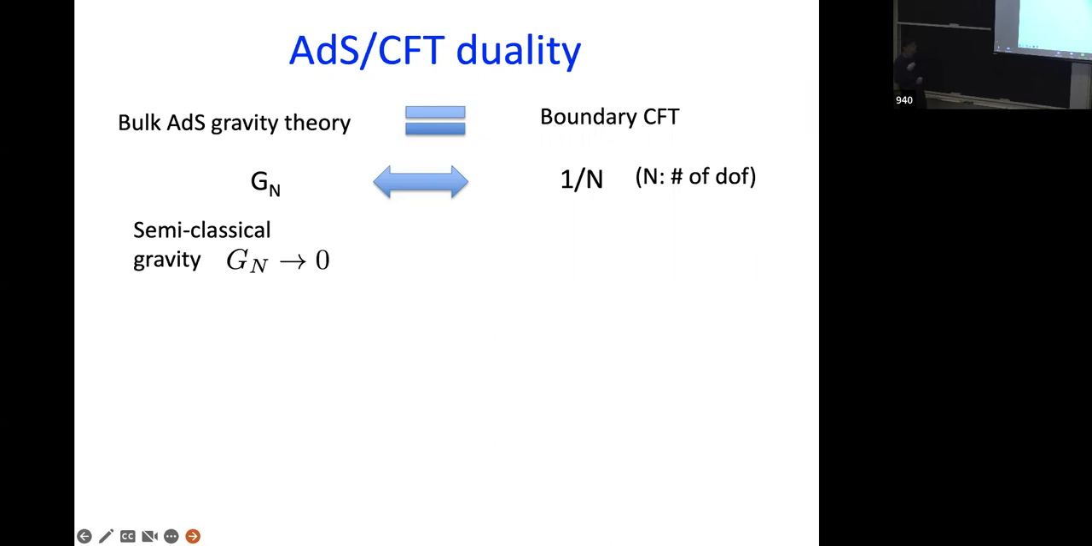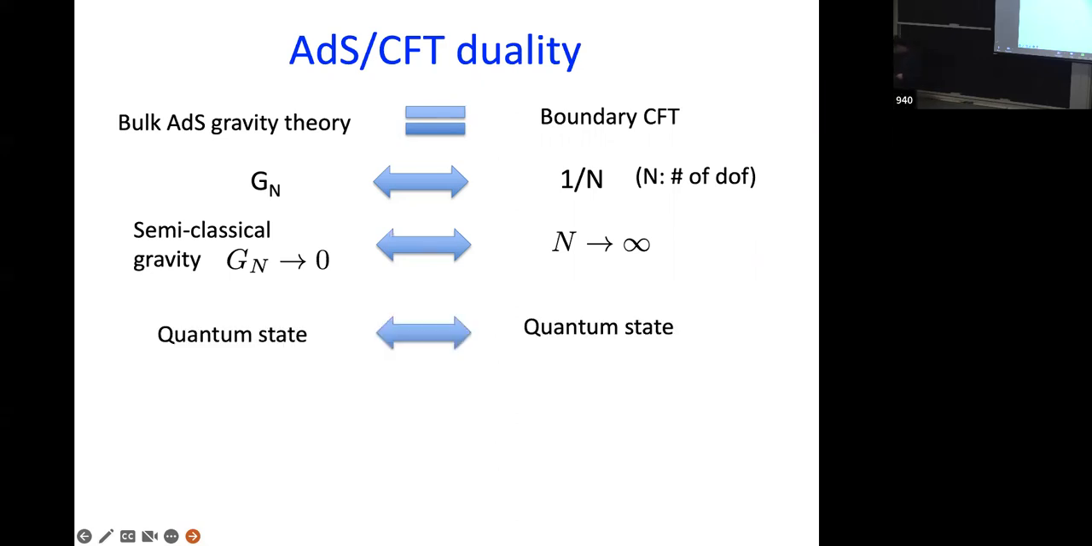Here we always keep h bar finite. So when you take the G Newton goes to zero limit, keeping h bar finite, you recover a quantum field theory in curved space-time, etc. And this is mapped to the N equals infinity limit of your boundary CFT. So essentially, you have an infinite number of degrees of freedom. Also, this is an equivalence between two quantum systems, so there's a one-to-one correspondence between the quantum states on the two sides.